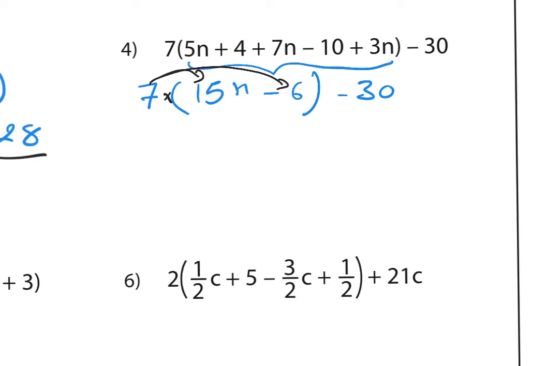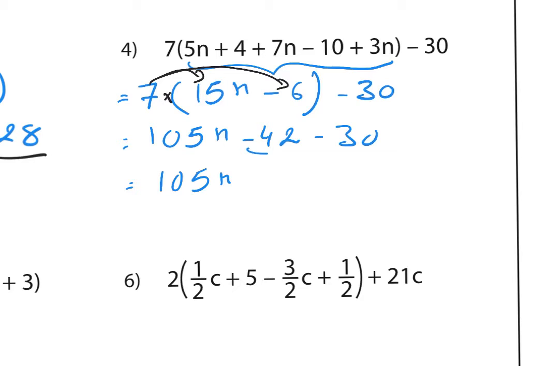All right, so 7 times 15 will be 105, so 7 times 15n will be 105n. 7 times 6 will be 42, so that will be negative 42 because we have negative 6 there. So positive 7 times negative 6 will be negative 42, and we have negative 30, okay? Now, we're going to bring this one down, 105n, because we can't combine a letter with an integer. And we're going to combine 42 and 30.